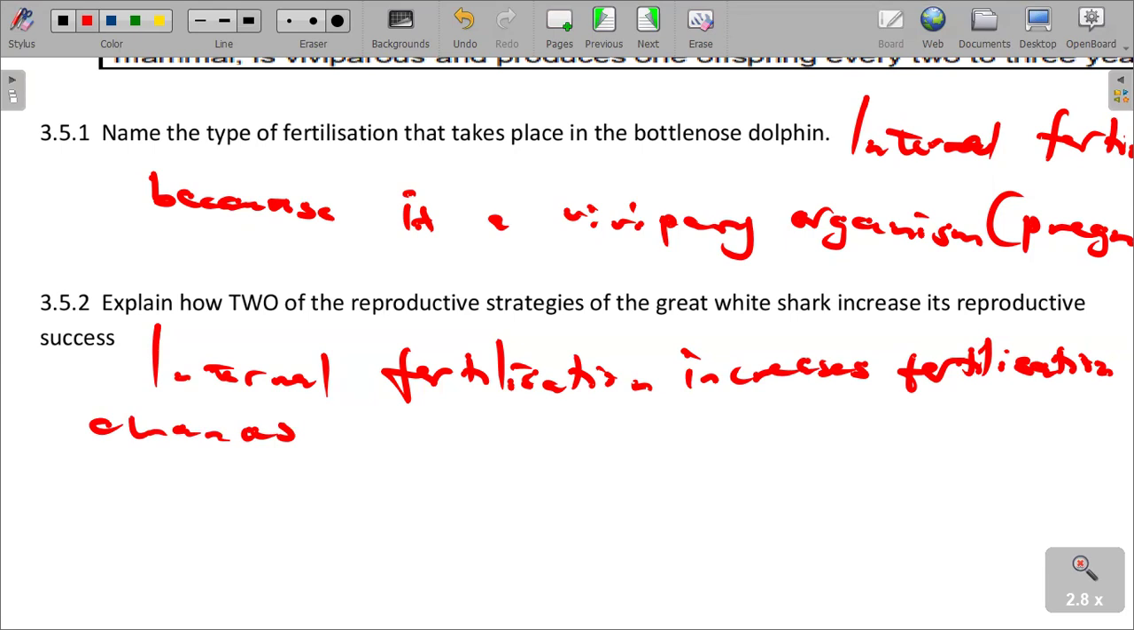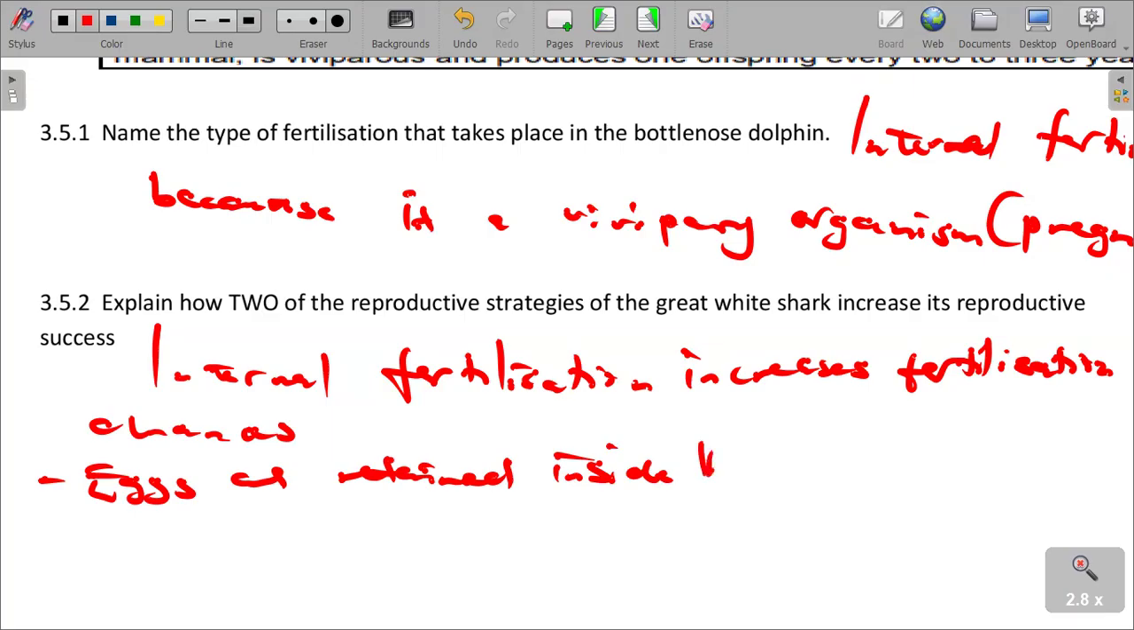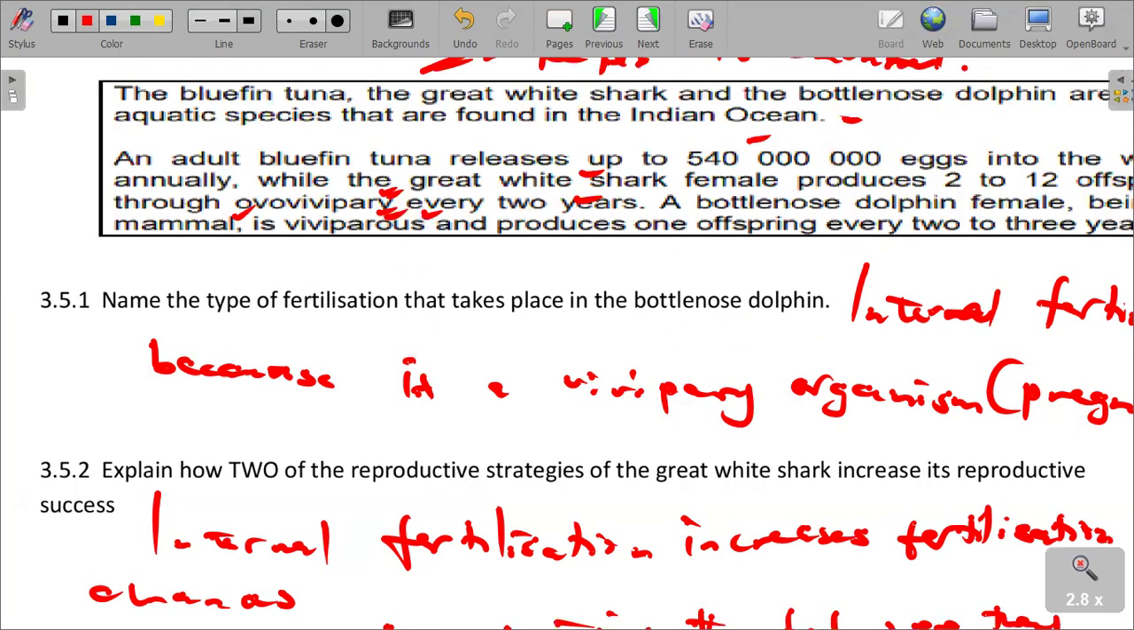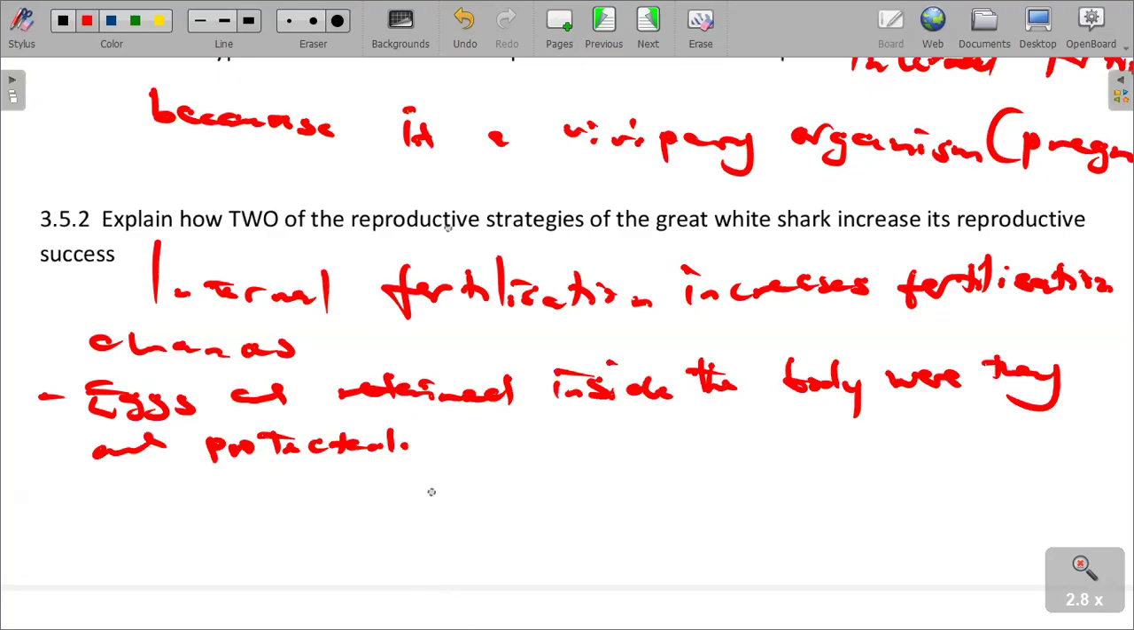And then, with ovoviviparity, eggs are retained inside the female's body where they are protected, and there is no predation. So let's just finish the last part.